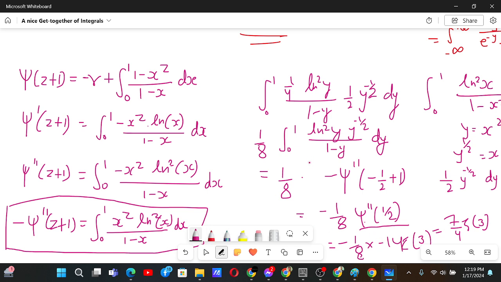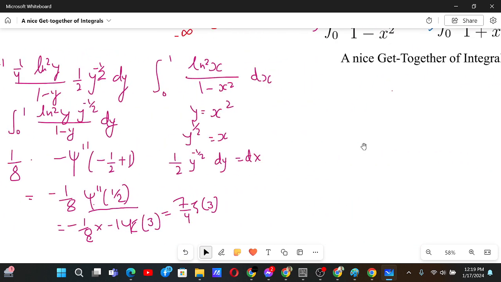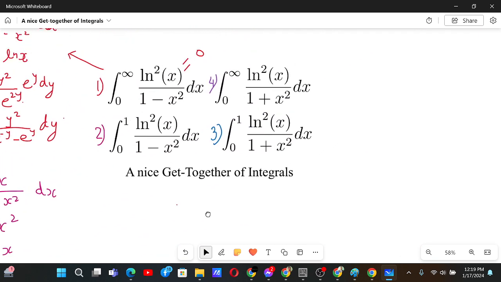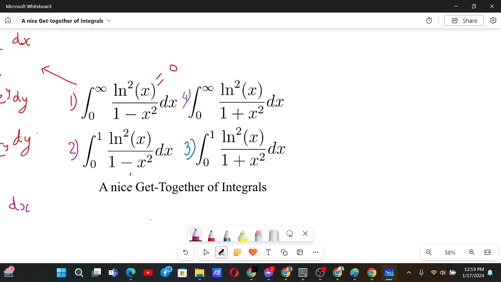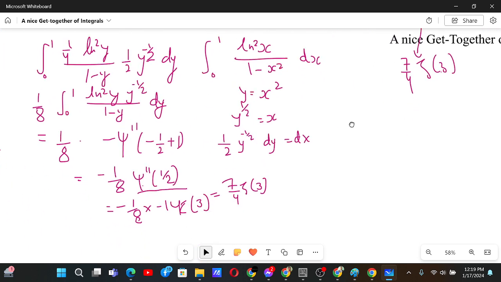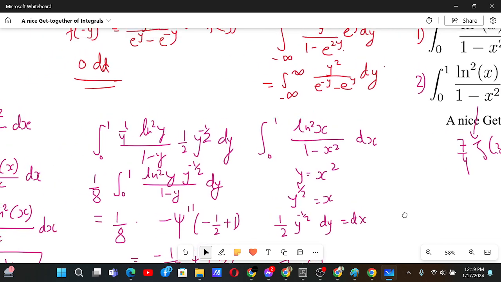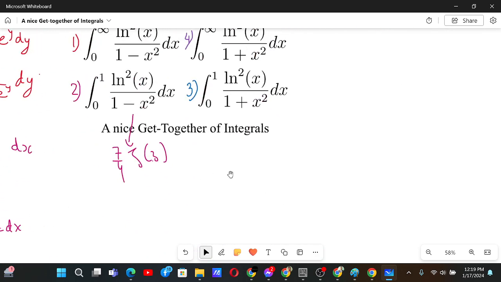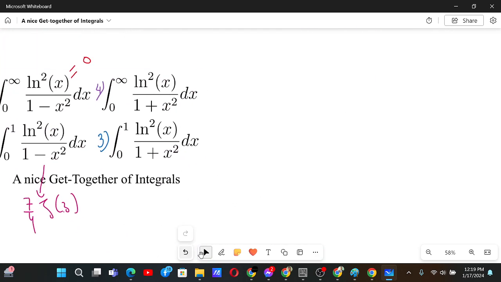Now let's go to the next integral. So we have done these two integrals. So this is 7 by 4 zeta of 3. And this integral was basically solved using the digamma function. Now let's go to this integral. So this was one of the harder integrals in this set.